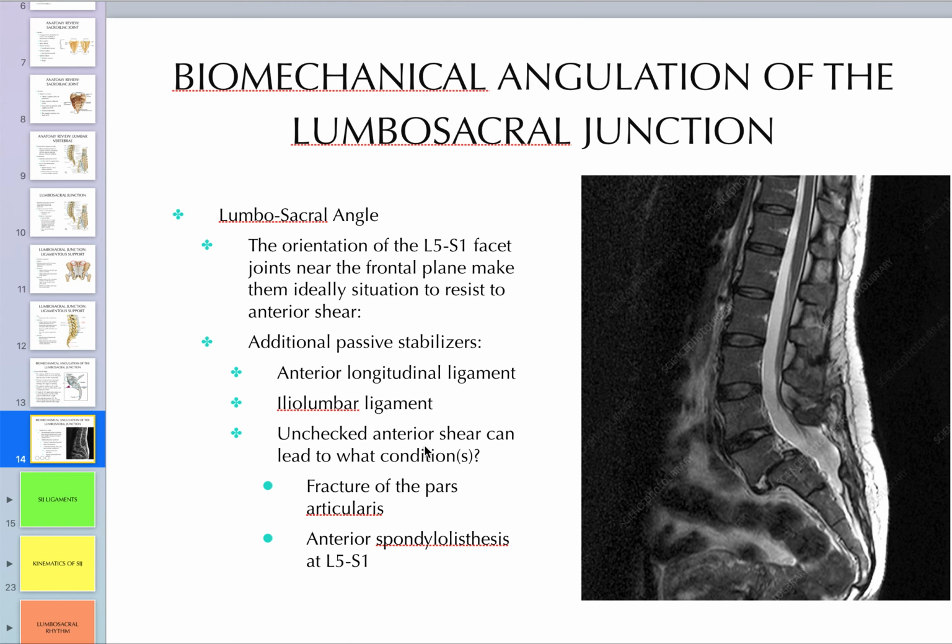So unchecked anterior shear can lead to what condition? And that's something I mentioned in class. It's going to lead to a fracture of the pars articularis, the area in between the superior and inferior articular processes of the vertebrae. And this will essentially create a condition known as anterior spondylolisthesis, or typically just referred to as spondylolisthesis of L5 and S1.